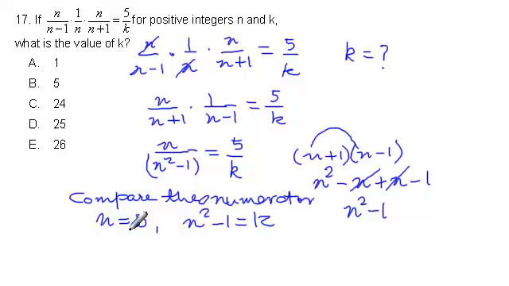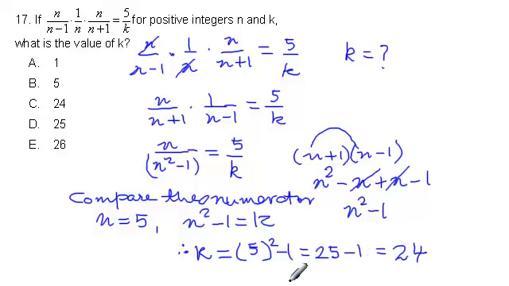And when you compare the denominator, then n square minus 1 is equal to k. So because n equals 5, therefore k will be equal to 5 square minus 1, which is 25 minus 1, and that gives me 24. So the value of k is going to be equal to 24, and the answer is C. I hope you understand all these steps and you also understand the question.